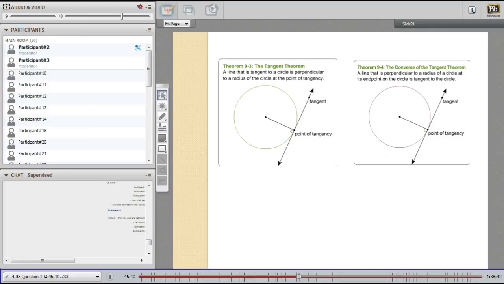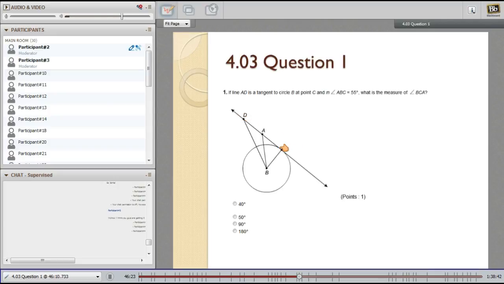Okay, if line AD right here is a tangent to circle B at point C. So they're telling us point C is the point of tangency. And they're telling us that the measure of angle ABC, which is right there, is 55 degrees. Okay, so the measure of angle ABC is 55 degrees. What is the measure of angle BCA? What's that angle right there?